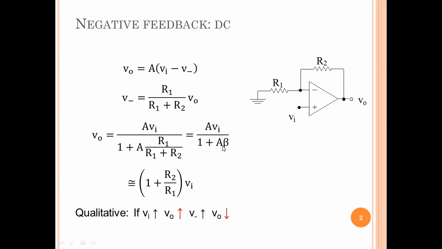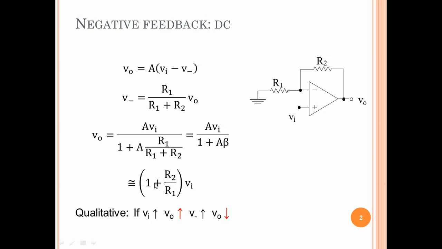And if A beta is much greater than 1, which is the assumption of a very large op amp gain, then we can ignore this 1 and the A's will cancel, and we'll get 1 plus R2 by R1 into VI, which is what we have seen last semester. So you are familiar with this equation. VO is equal to 1 plus R2 by R1 times VI. Remember that the input is applied to the positive terminal of the op amp, therefore the gain is positive.